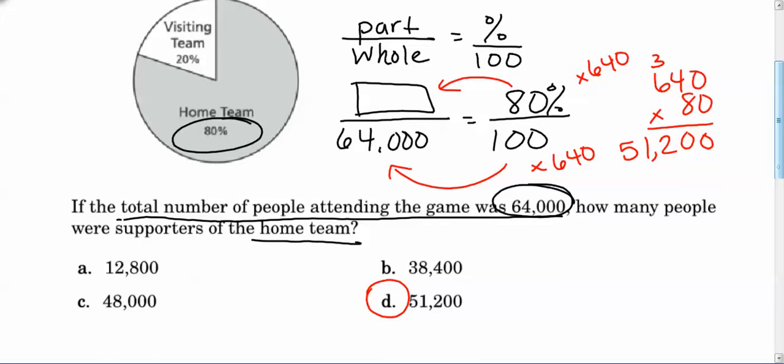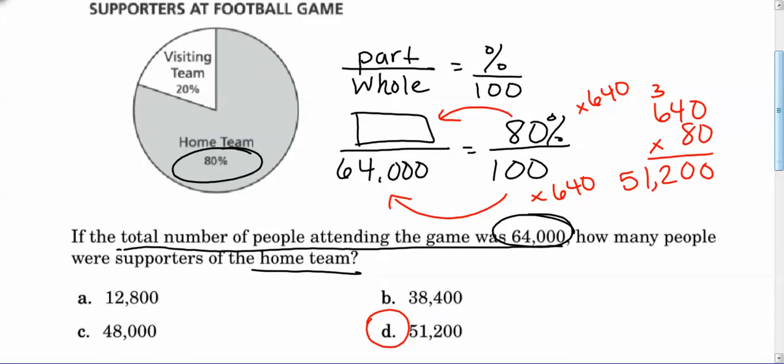Another way of doing this would be, we know that the home team represents 80% of 64,000. So when you're finding percent of a number, you're going to take your percent and turn it to a decimal. So 80% as a decimal would be the same as 0.8. You take 64,000 and multiply it by 0.8.